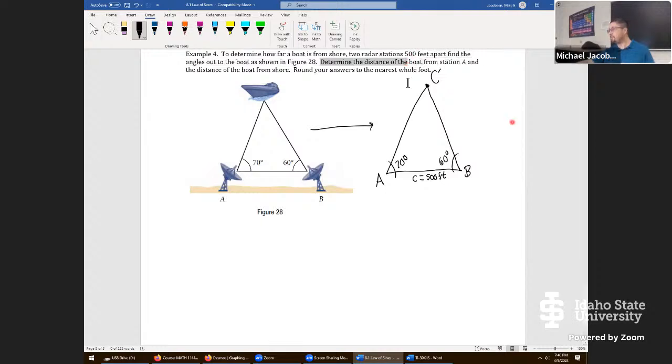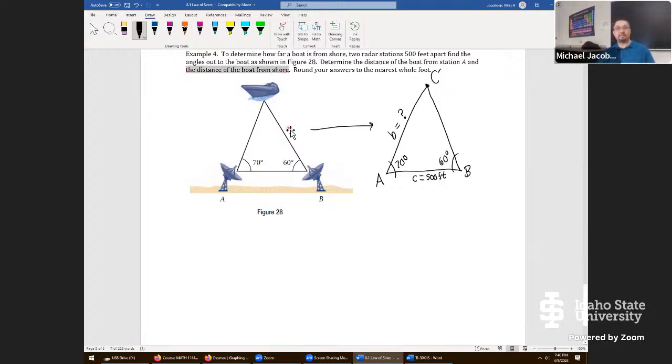Let me try again. Determine the distance of the boat from station A. So C is the boat, here's station A. We need to find side length B. I'll put a question mark there to start.